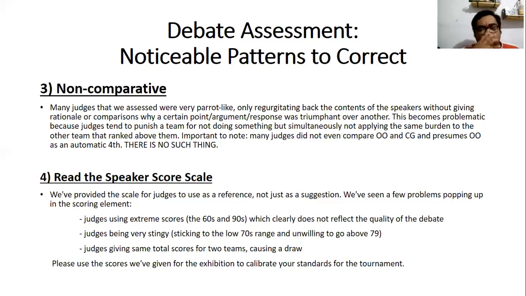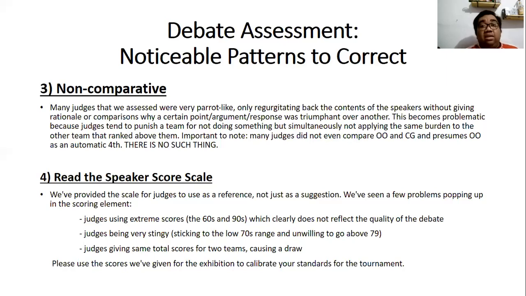What's important to note is that many judges did not even compare opening opposition and closing government, and many of the judges actually presumed opening opposition as an automatic fourth. We just want to really clarify that there is no such thing as an automatic fourth. You can have the worst speech of your life, but that doesn't mean it's an automatic fourth, because there might be others that are performing worse than that. There is no such thing as an automatic fourth. Each contribution must be analyzed.